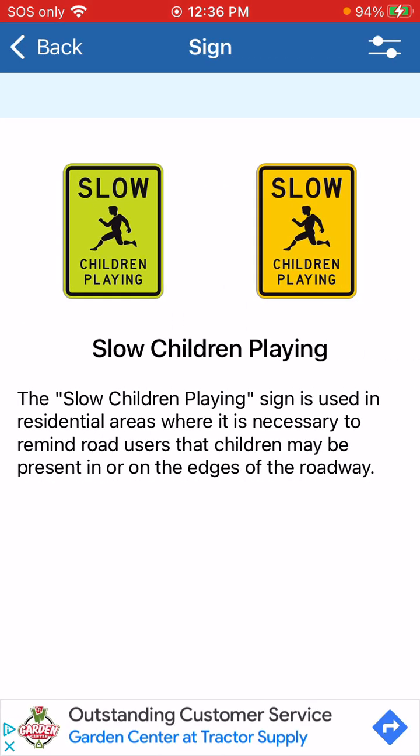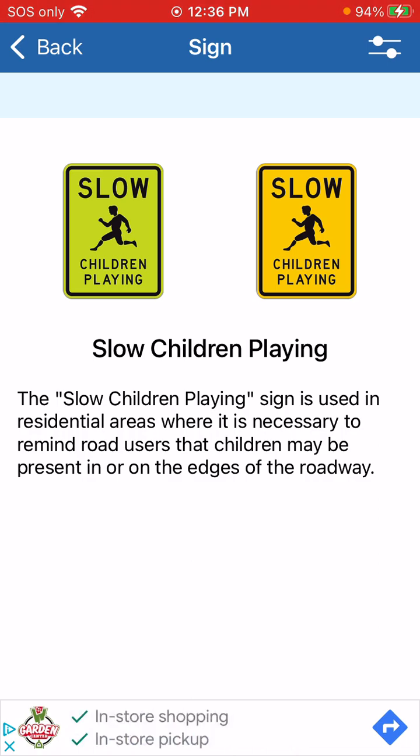Slow children playing. The slow children playing sign is used in residential areas where it is necessary to remind road users that children may be present in or on the edges of the roadway.